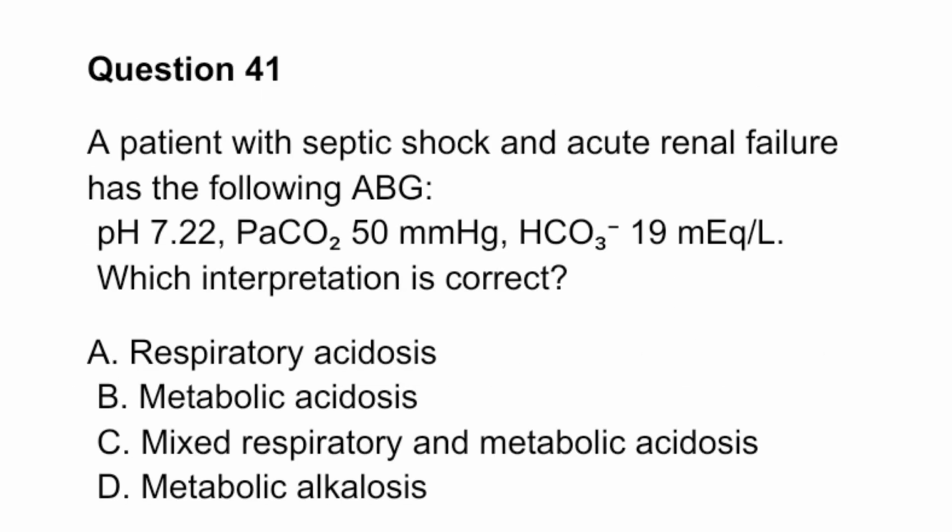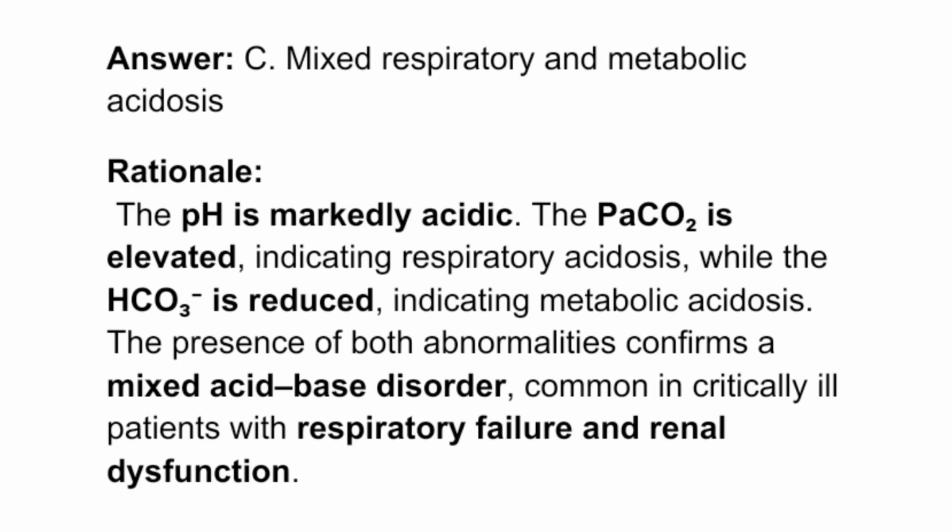Question 41. A patient with septic shock and acute renal failure has the following ABG: pH 7.22, PaCO2 50 mmHg, HCO3- 19 milliequivalents per liter. Which interpretation is correct? A. Respiratory acidosis. B. Metabolic acidosis. C. Mixed respiratory and metabolic acidosis. D. Metabolic alkalosis. Answer: C.